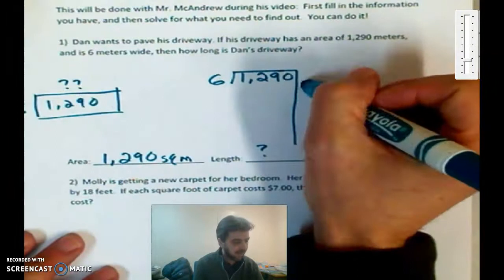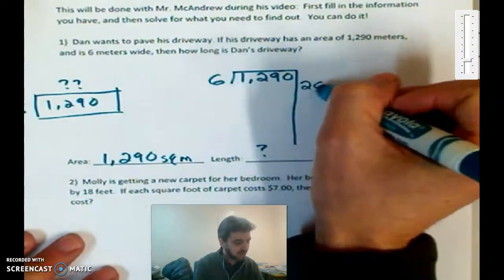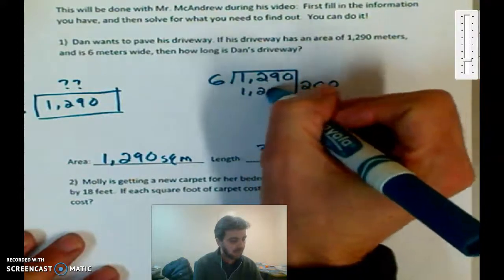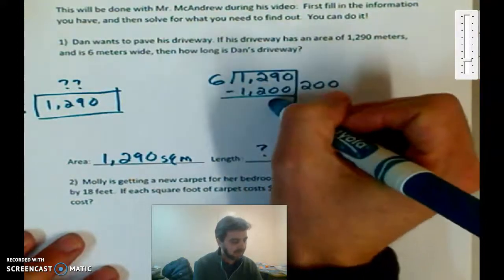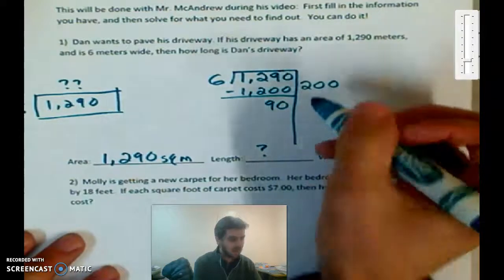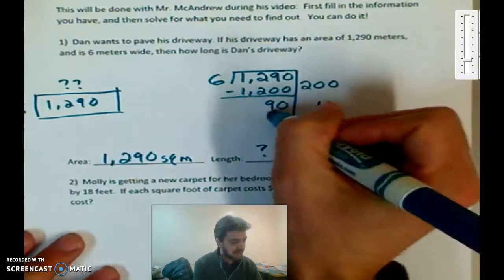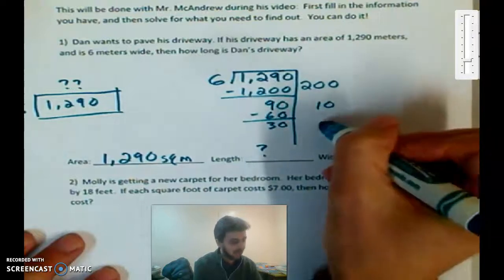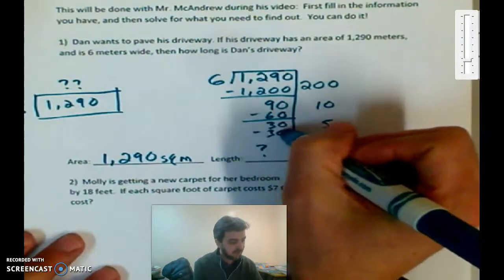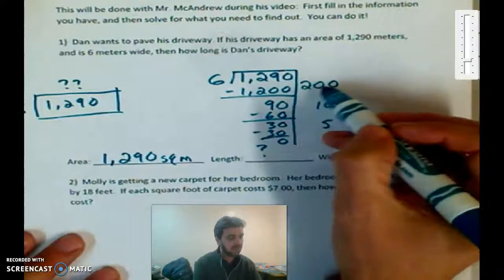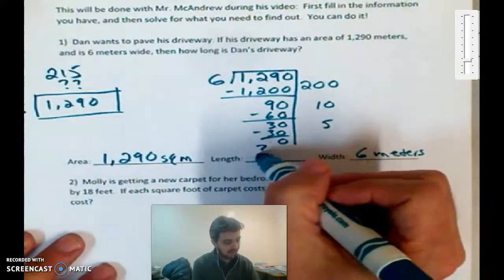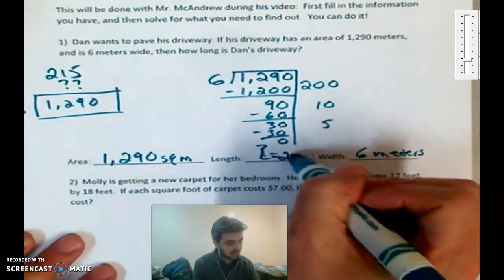If I look, I can see that 200 is going to be pretty good because 6 times 200 is 1,200. And that leaves me with 90. I know that 6 times 10 is 60. And that leaves me with 30. And I know that 6 times 5 is 30, and that gets rid of all of them. So that gives me 215. Okay, so length equals 215.